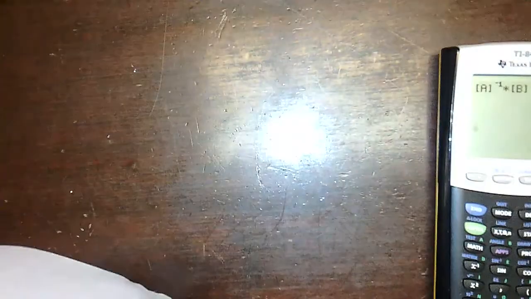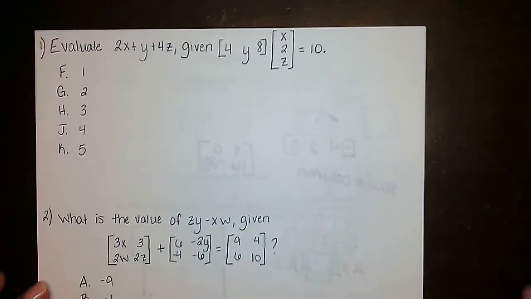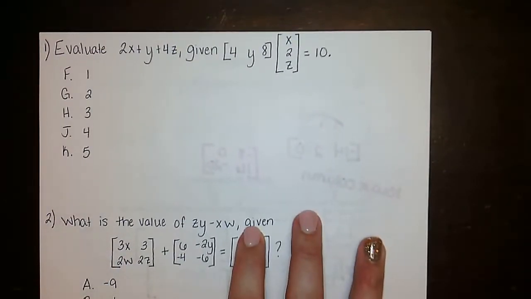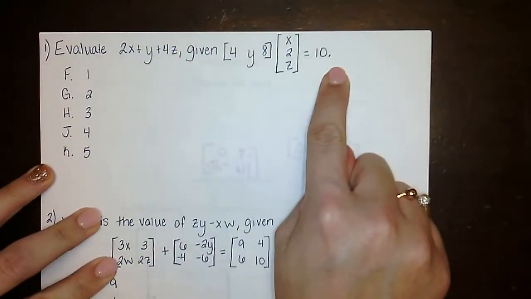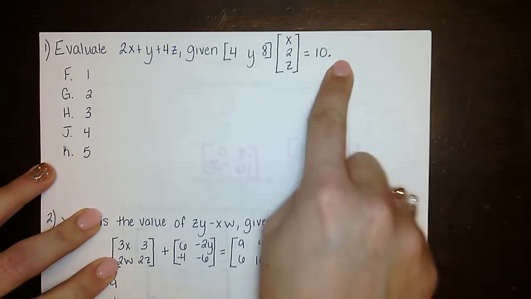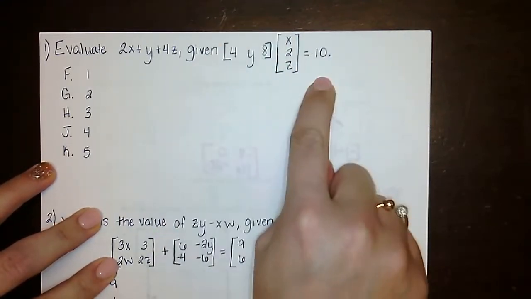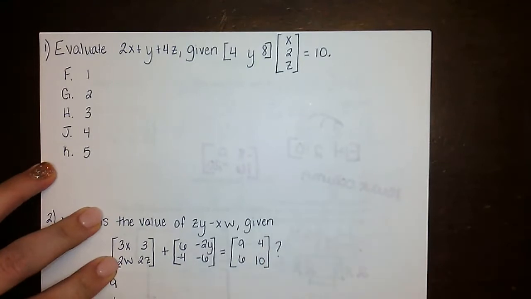So we're going to do 2 problems from the ACT book. I wanted to do these together because these are a little bit more complicated. So it says evaluate 2x plus y plus 4z given this. We're going to do this looking at multiplication. So we're going to kind of write out our thing.